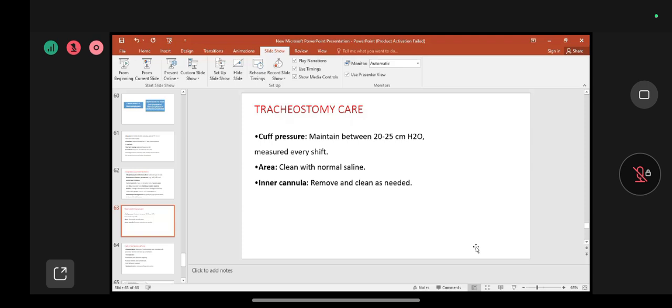Tracheostomy care in head and neck cancer patient. Tracheostomy cuff pressure should be maintained between 20 to 25 centimeters of H2O, and it should be measured every shift. Tracheostomy site should be cleaned with normal saline, and the inner cannula removed and cleaned as needed.